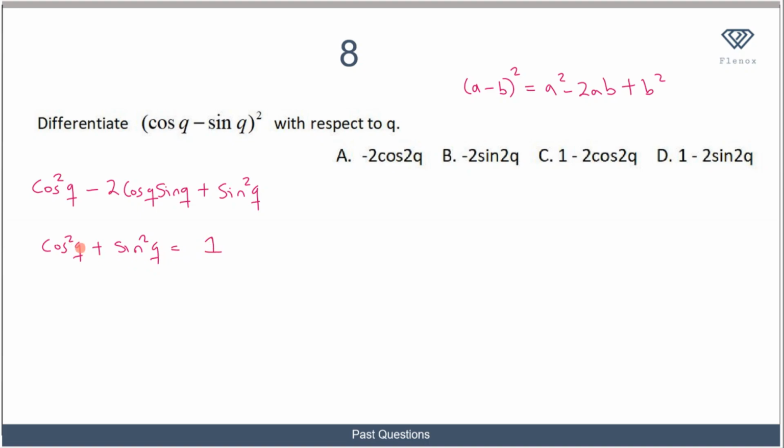It can be x, y, z, whatever variable is here: cos squared of a variable plus sin squared of the same variable will always equal 1. So this plus this is the same thing as having 1. So I can replace that, so that becomes 1 minus 2 cos q sin q. So now we want to try to differentiate this expression. So I'll just say let y be equal to what we have over here.